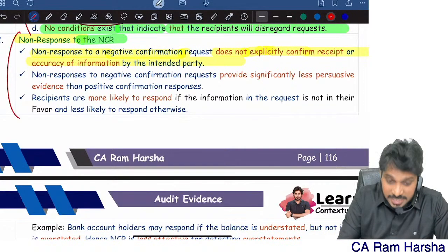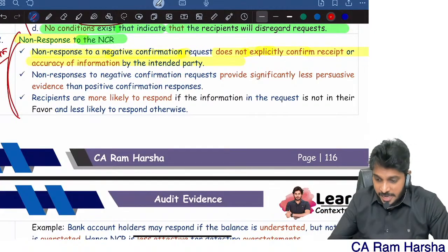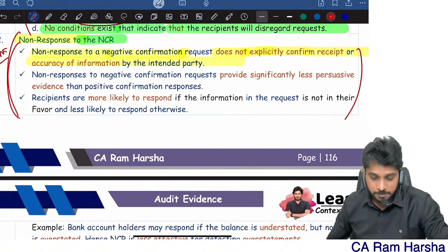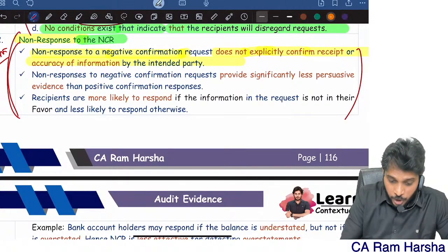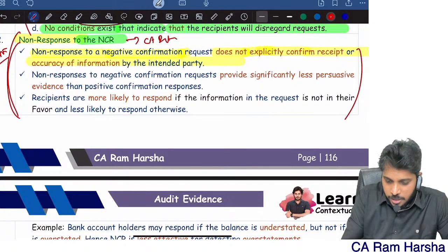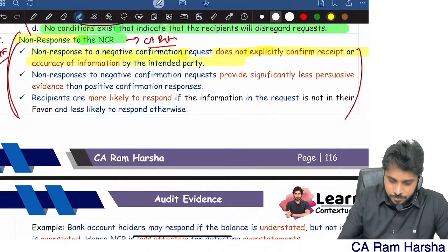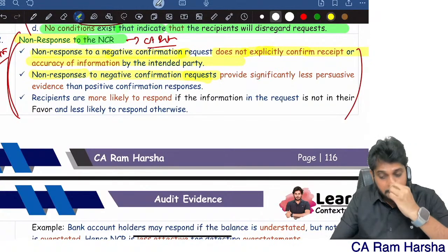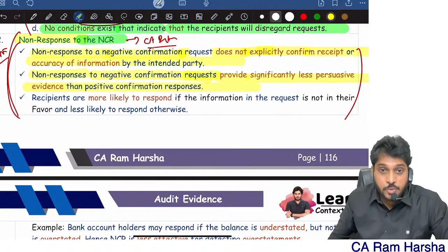In the recent CA final May 25 exam, these points were asked in MCQ, SMA. And this point was there even in CA Inter. Many, in MTPs and all, they tested once. Non-response to NCR provides significantly less persuasive evidence.